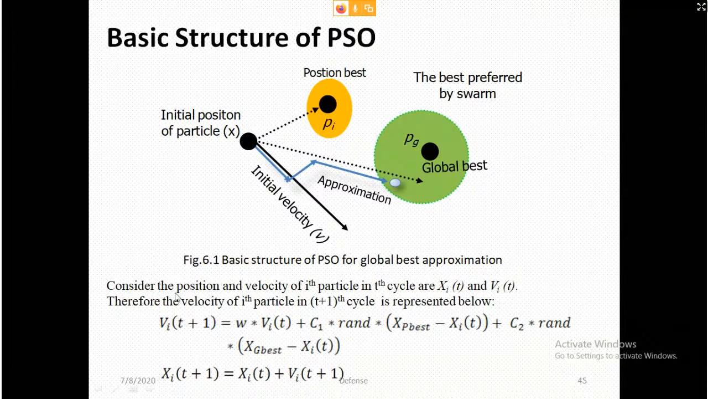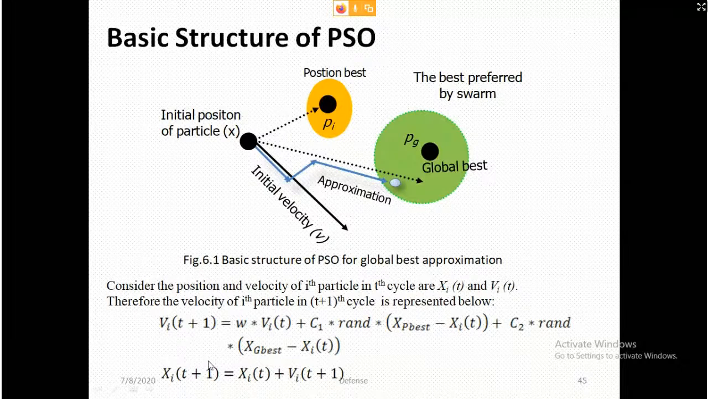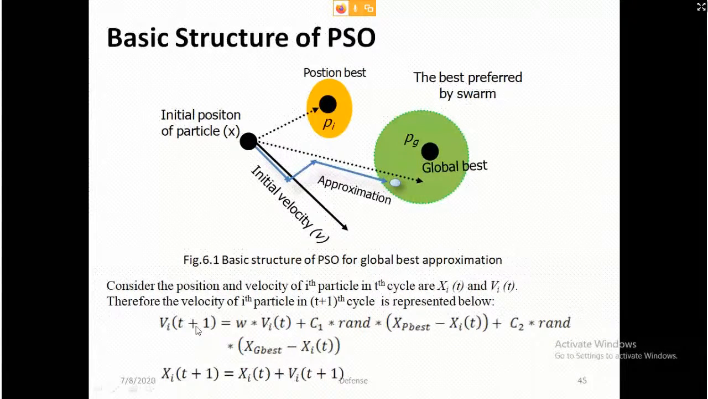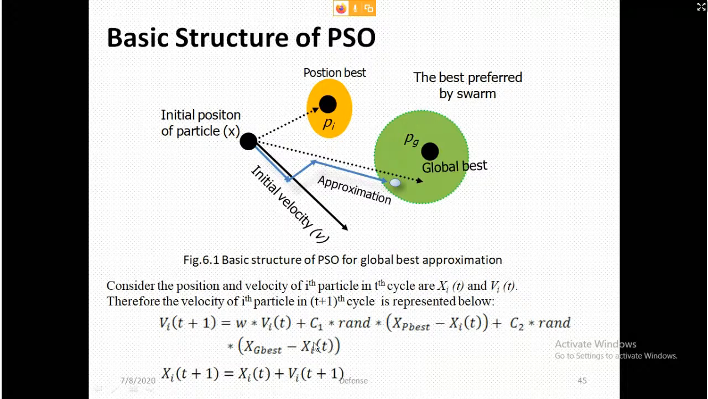For this case, consider the position of the ith particle. There are a number of particles, but I am considering only the ith particle in the tth iteration. Then the position is x and the velocity is v of the ith particle in the tth iteration. The velocity and the position will be updated according to this empirical relation, which was developed by the scientists who developed this algorithm. The simple principle is that initially V(t+1) should be, just omit some weights here, I will tell you why these weights are required, its initial velocity plus some component with respect to its position best, and some component with respect to its global best.